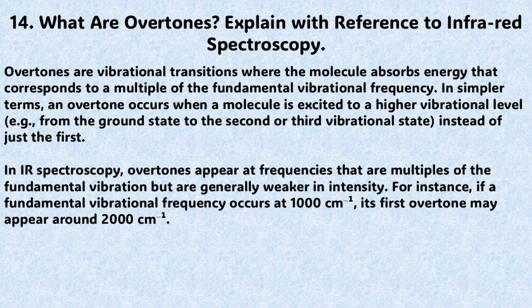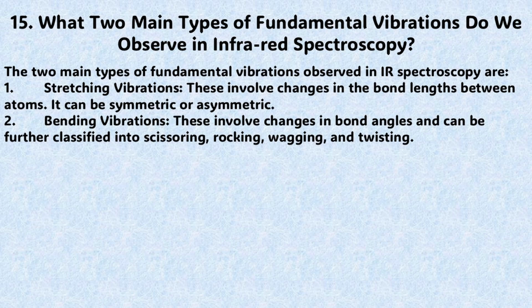In infrared spectroscopy, overtones appear at frequencies that are multiples of the fundamental vibration but are generally weaker in intensity. For instance, if a fundamental vibrational frequency occurs at 1000 cm⁻¹, its first overtone may appear around 2000 cm⁻¹. Now we will move to the 15th question.